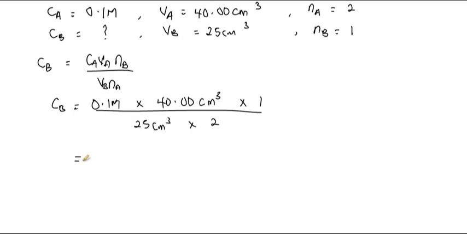So from here, we have Cb equal to 4/50 molar, which is equivalent to 0.08 molar. This can also be regarded as 0.08 mole per dm cube. Now this is just the first part of the question. Let's go back to the question.